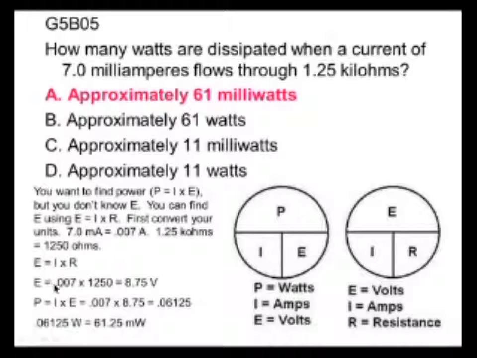Now we can put those into this formula, and we can say that the E, the voltage, is the 0.007 amps times the 1,250 ohms, and that shows us that the voltage is 8.75 volts. Now we can go to the power formula, and we can use our amps again times our 8.75 volts, and we get 0.06125 watts. When we change that to milliwatts for our answer up there, we get 61.25 milliwatts, or approximately 61 milliwatts.